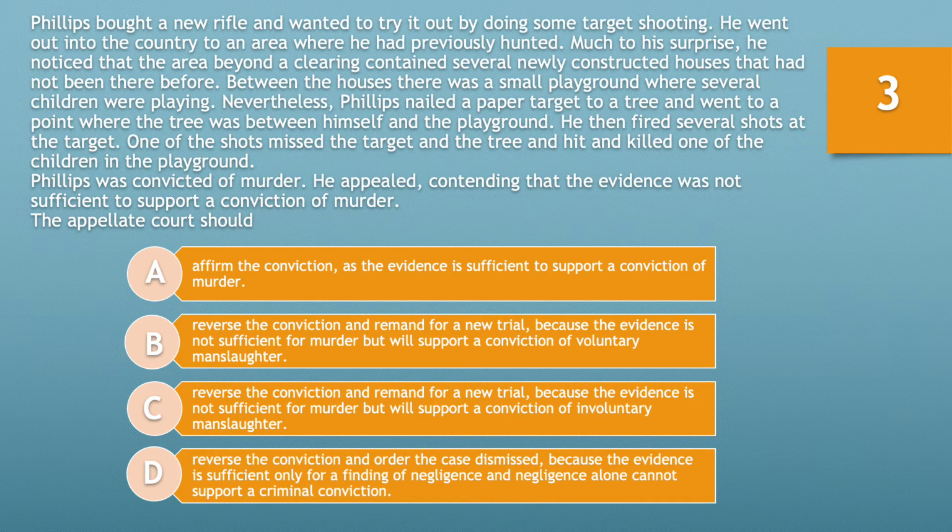The appellate court should: A. Affirm the conviction, as the evidence is sufficient to support a conviction of murder. B. Reverse the conviction and remand for a new trial, because the evidence is not sufficient for murder, but will support a conviction of voluntary manslaughter. C. Reverse the conviction and remand for a new trial, because the evidence is not sufficient for murder, but will support a conviction of involuntary manslaughter. Or D. Reverse the conviction and order the case dismissed, because the evidence is sufficient only for a finding of negligence, and negligence alone cannot support a criminal case. Take 10 seconds.